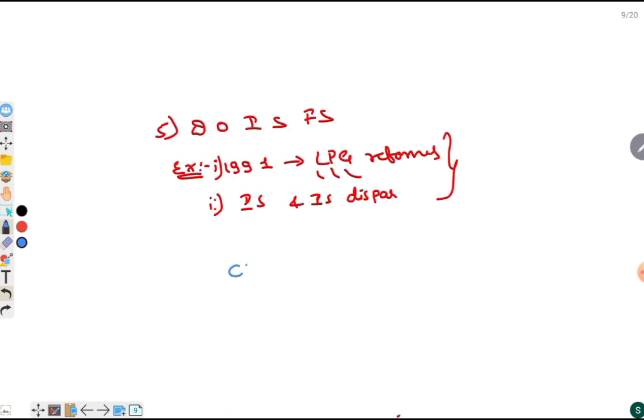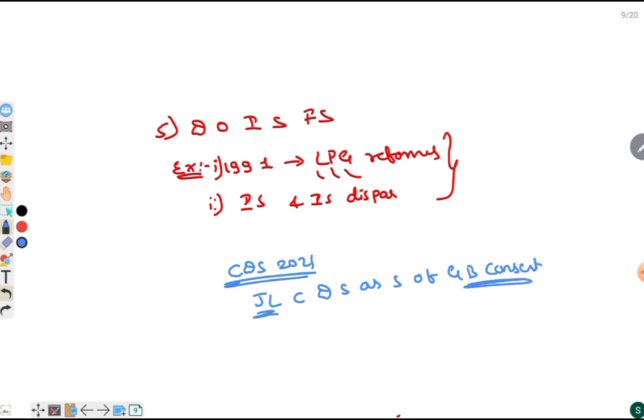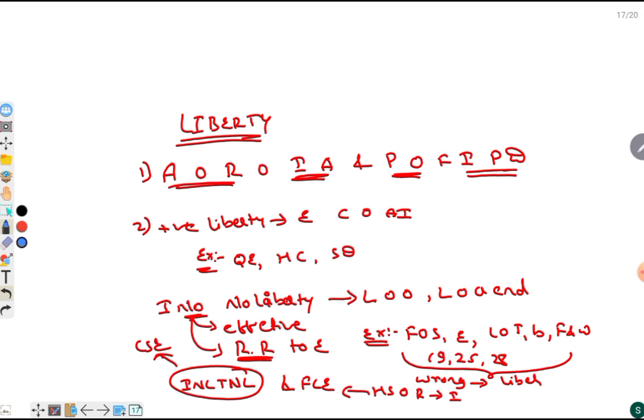In CDS 2021 there was a question that John Locke called the democratic system a system of government by consent. Hence there was a question on John Locke and government by consent. In liberty there was a question in 2019, that is what exactly liberty means. Liberty is absence of restrictions and development of individual personality. And in 2018 there was a question on if there is no law, there is no liberty.